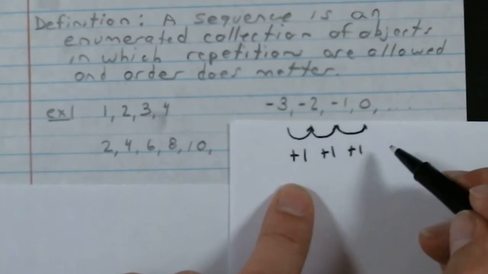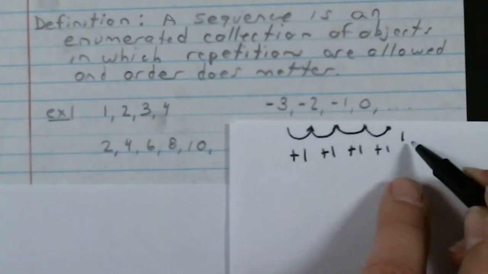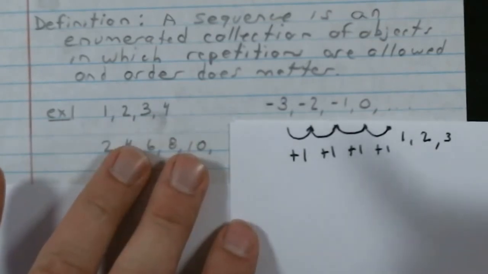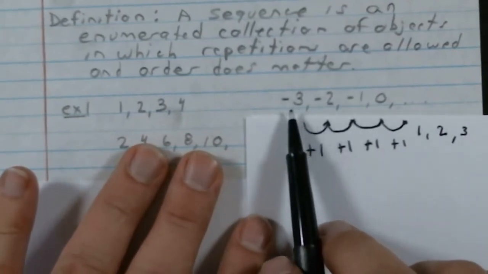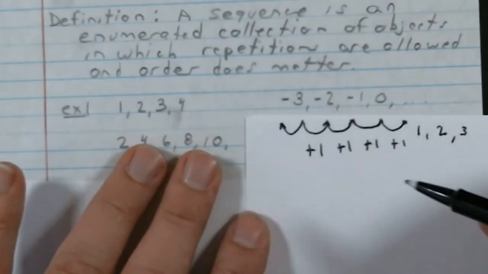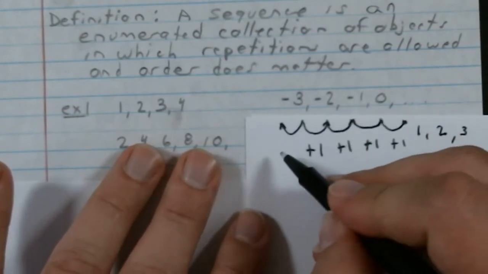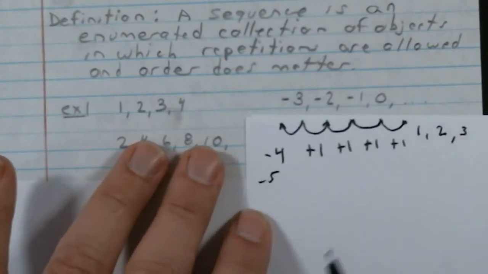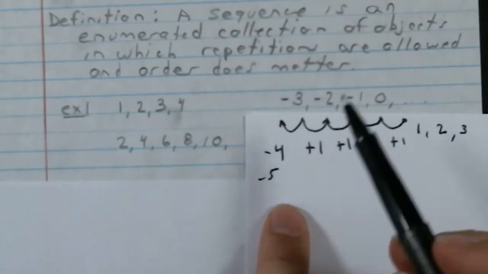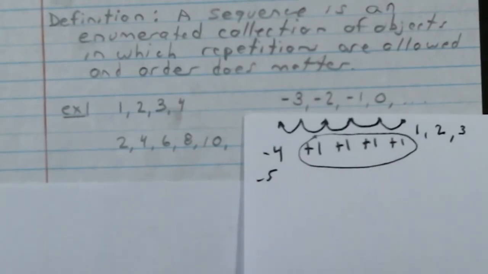What's the next number from 0 when we add 1? It's 1. What's the next number from that? 2 and 3. What if I wanted to go the other way? Let's try the other way. What's before -3? We're going backwards, so we're really subtracting 1. That should be -4, -5. That's the whole idea of this. You're just trying to see what is that pattern, what is going on in that sequence.